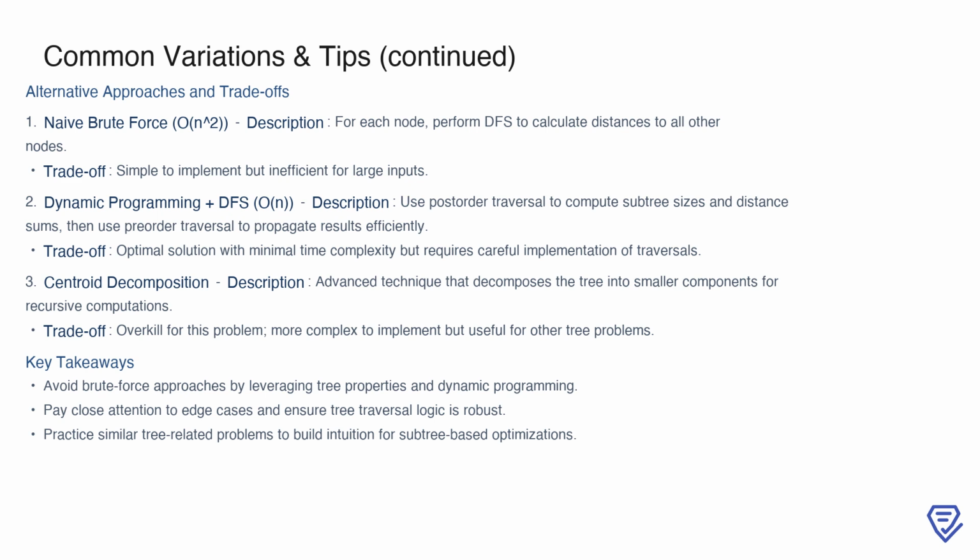An alternative approach is centroid decomposition, which involves decomposing the tree into smaller components for recursive computations. While this technique is more complex and overkill for this specific problem, it's useful for other advanced tree problems. The key takeaways are to avoid brute force methods by leveraging tree properties in dynamic programming, ensure your tree traversal logic is robust, and practice related problems to build a strong intuition for subtree-based optimizations.